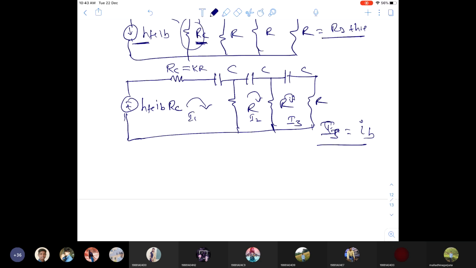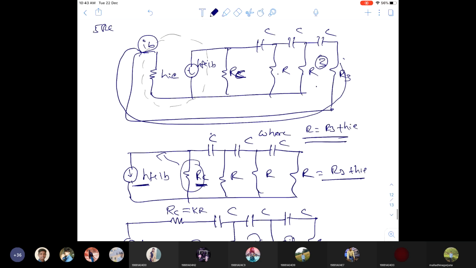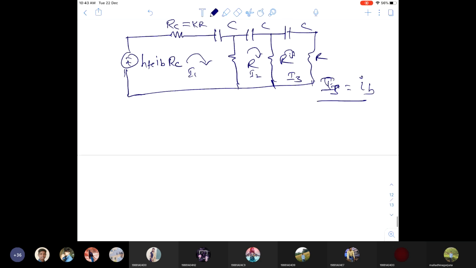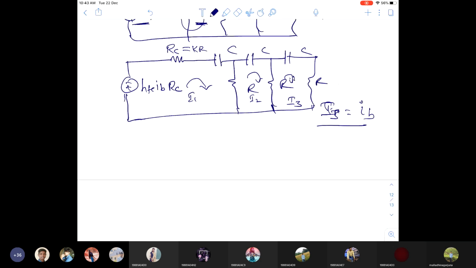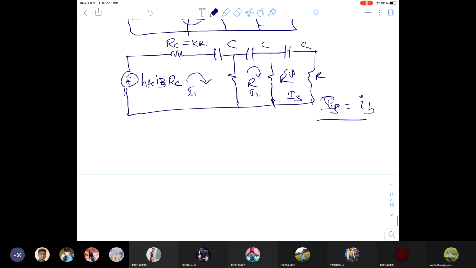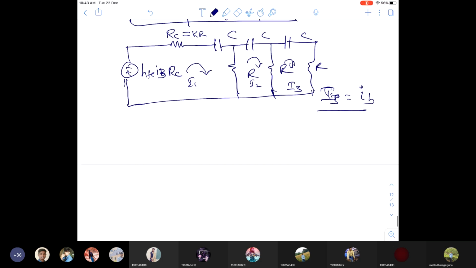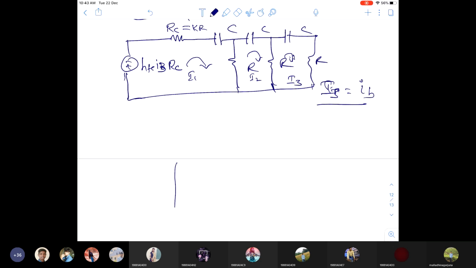Why? Because only in the third loop you are getting the feedback to the input. So the resistors are in series, so the current will be the same. So I3 is equal to IB here. Therefore you can change this IB to I3. Okay, so I3. Now, coming to writing the determinant matrix directly.